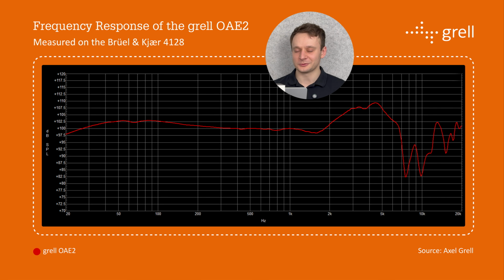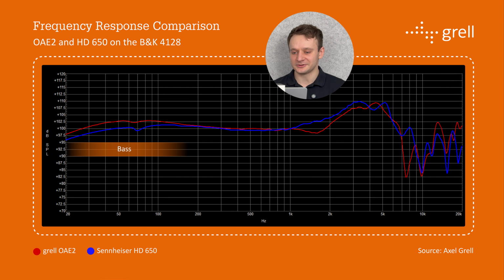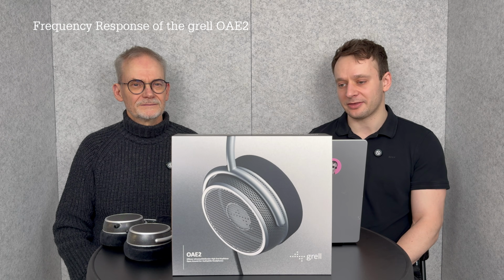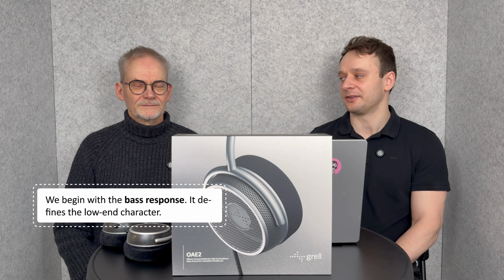So here we have the frequency response graph of the OAE2 on a B&K 4128 with an anthropomorphic ear for everyone who cares about that sort of nerdy stuff. The first thing we look at is the bass response. It is, in comparison to other headphones, like the HE650 for instance, quite elevated. So Axel, please fill us in, why may the OAE2 have much more bass than other open headphones?